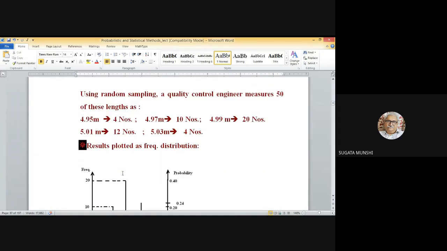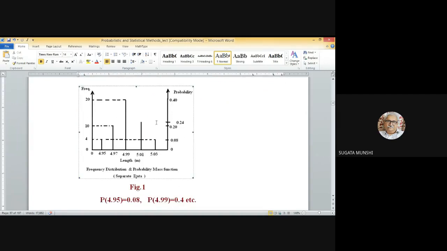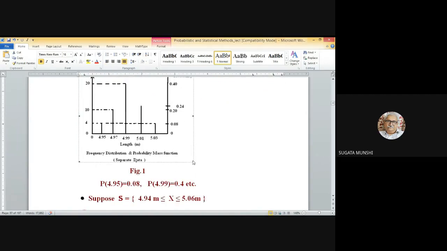Now, using random sampling, a quality control engineer measures randomly collected 50 of these lengths, and it is found by measurement that out of these 50 lengths, there are 4 numbers whose length is 4.95 meter. There are 10 numbers of samples whose length is 4.97 meter, 4.99 meter, 20 numbers, 5.01 meter, 12 numbers, 5.03 meter, 4 numbers. So these results are depicted by this plot shown here.